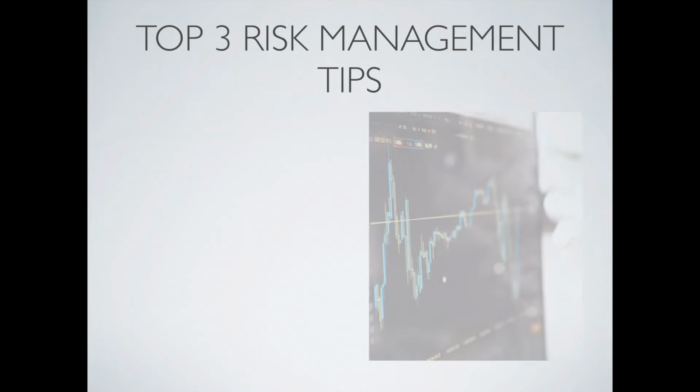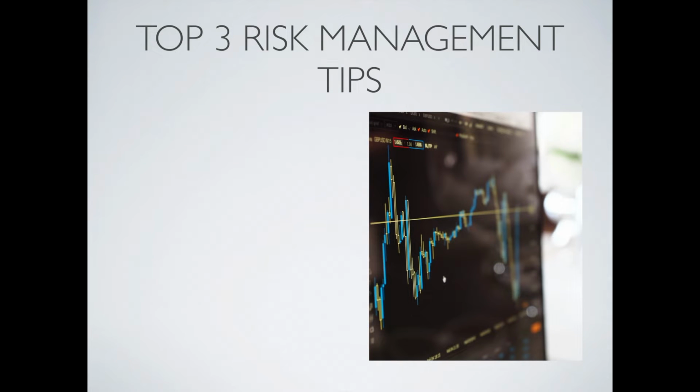Today we're going to be giving you our top 3 risk management tips for binary options. And tip number 1 is about the 5% rule. We recommend never going above 5% of your account balance per trade.